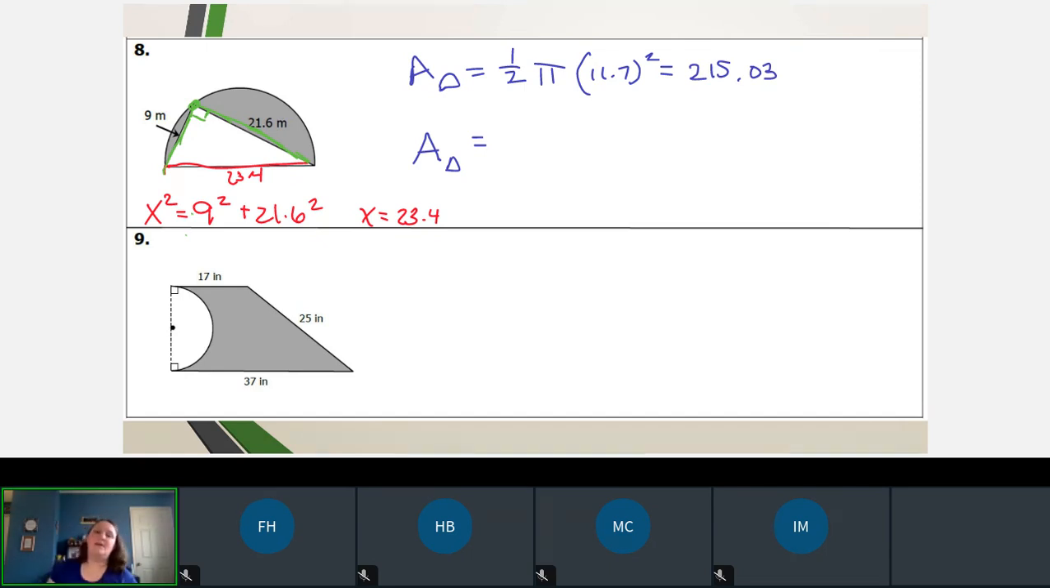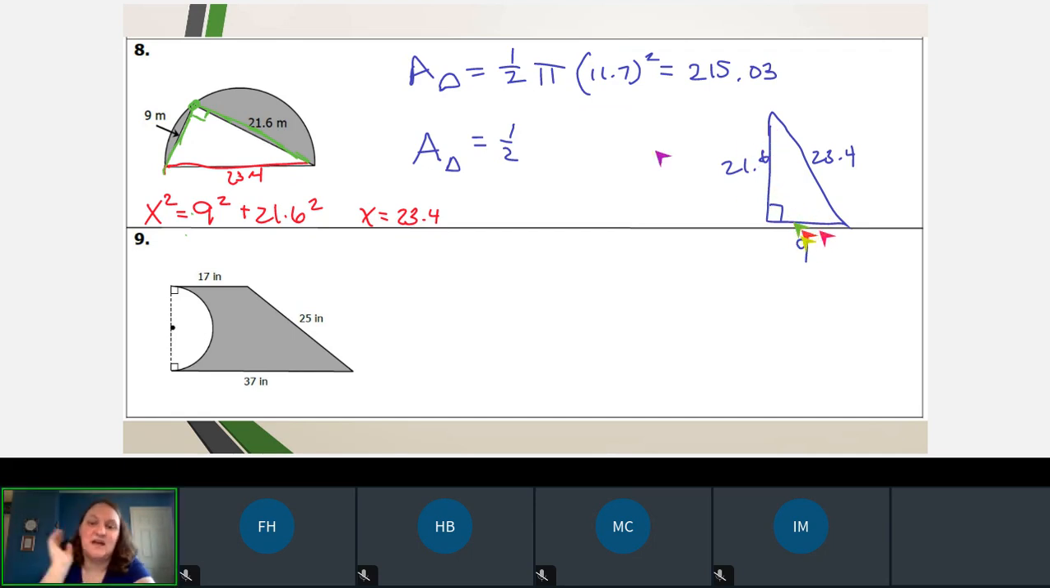Okay, now we got to find the area of the triangle. Area of a triangle is 1/2 base times height. I'm going to redraw the right triangle. Probably have to erase it in a minute. But if I redrew that right triangle with the 9, the 21.6, and the 23.4, could you point to the base and the height of that right triangle? Yeah. Someone point to the base, someone point to the height. You got it.